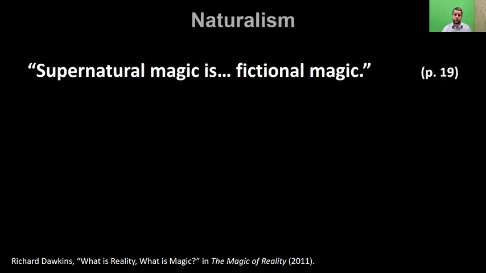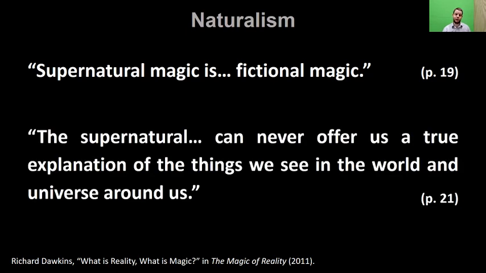So our good friend Richard Dawkins says in The Magic of Reality, right in the first chapter, he says supernatural magic is fictional magic. He goes on to say the supernatural can never offer us a true explanation of the things we see in the world and the universe around us.